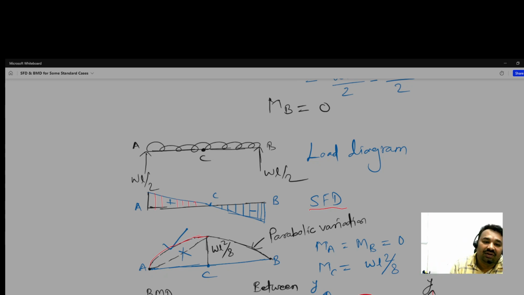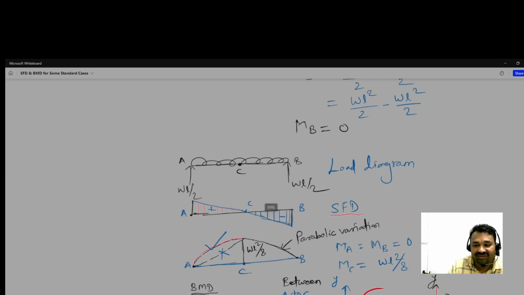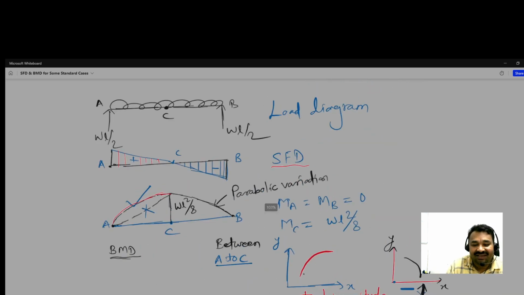But to get the magnitude, we can know from the calculation. Suppose at A, what is the magnitude of shear force in the shear force diagram, what is the magnitude of shear force at B, and if you see the bending moment diagram, what is the magnitude at C. This we came to know from the calculations. So in this way I have done it.